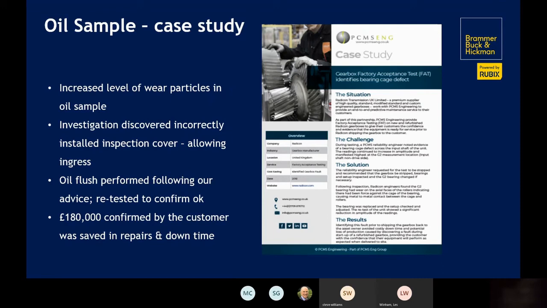An oil flush was carried out, with a further program of increased frequency sampling and oil changes implemented until the oil results were satisfactory. By possibly avoiding an unexpected catastrophic gearbox failure, the customer reported a potential cost saving of £180,000 plus downtime.